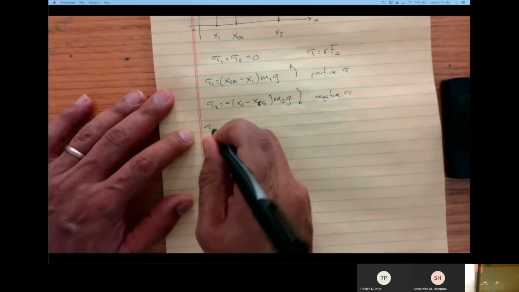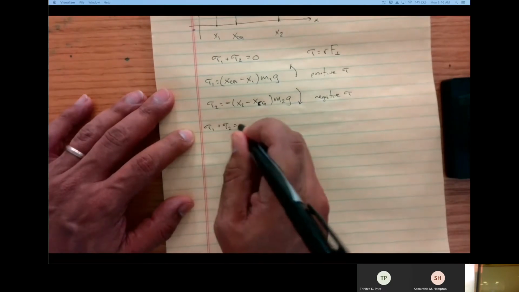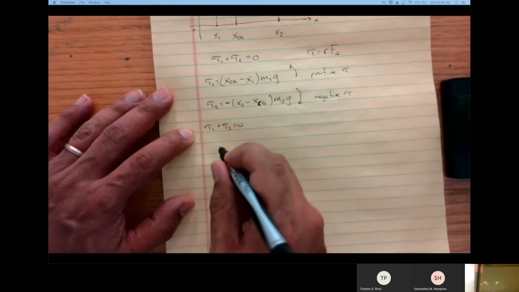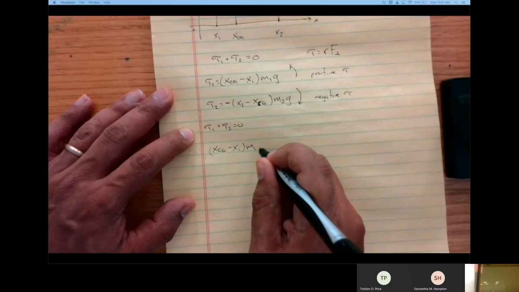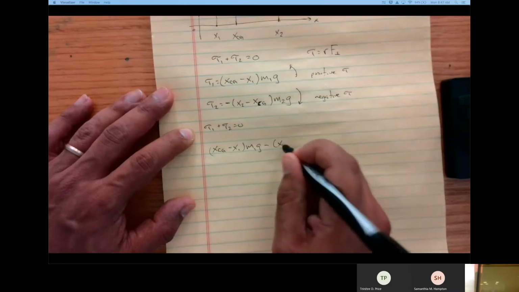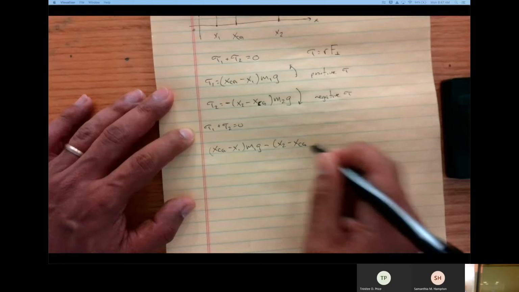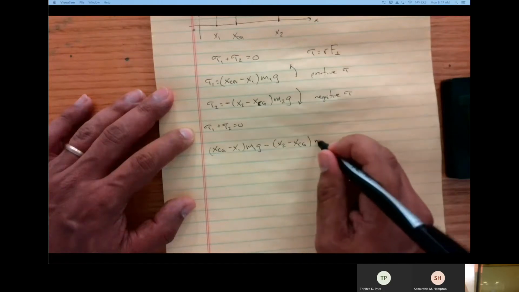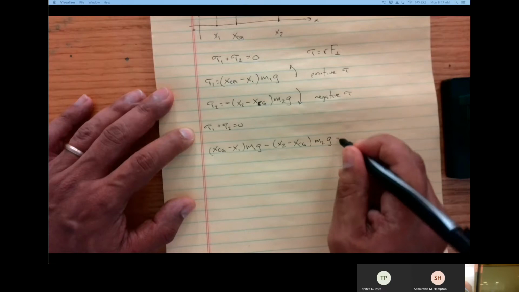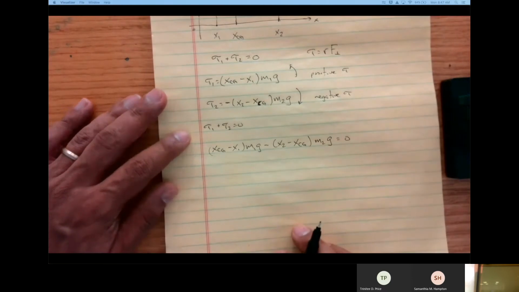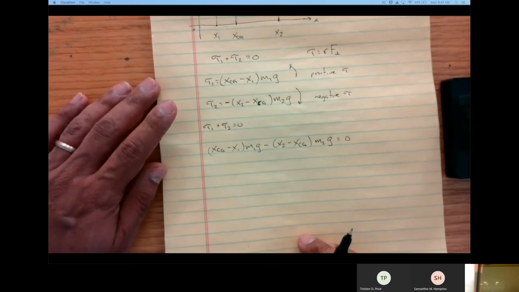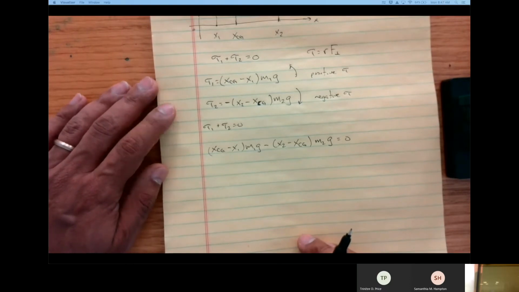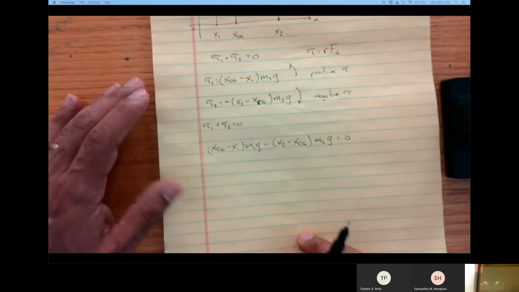Okay, so remember, we need tau 1 plus tau 2 equals 0. That basically means (xcg minus x1) m1 g minus (x2 minus xcg) m2 g equals 0. Now from here, it's going to be a little bit of algebra. So if you get lost, just let me know. Send it in the chat. If you cannot follow, just let me know and I'll go slower.